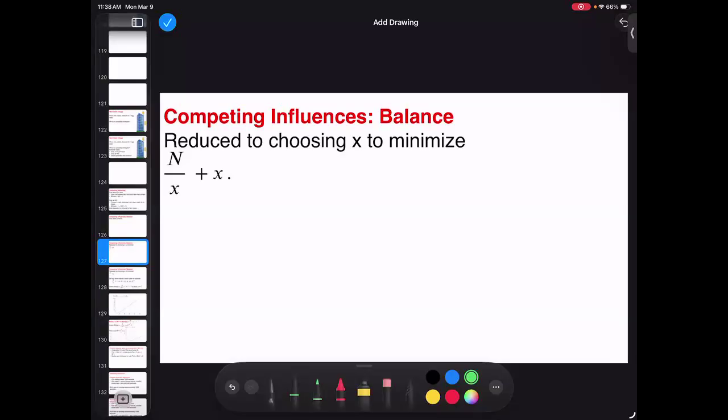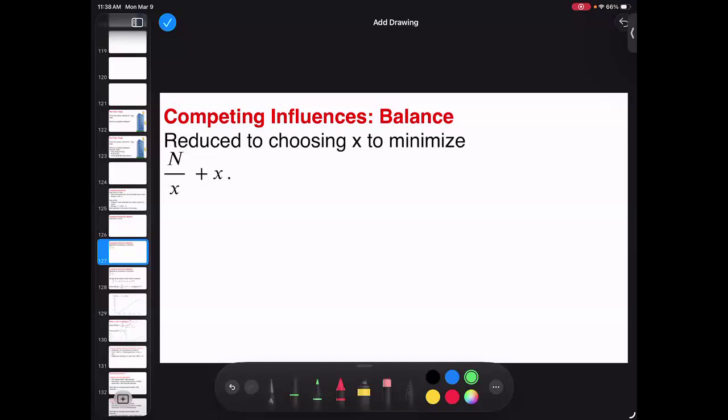When you look at this, somebody give me an argument for making x a certain type of number. Why would you want x to be big? Because it's a denominator. So the bigger x is, the smaller the first fraction is. But the bigger the second is. So that means you want to make x small.